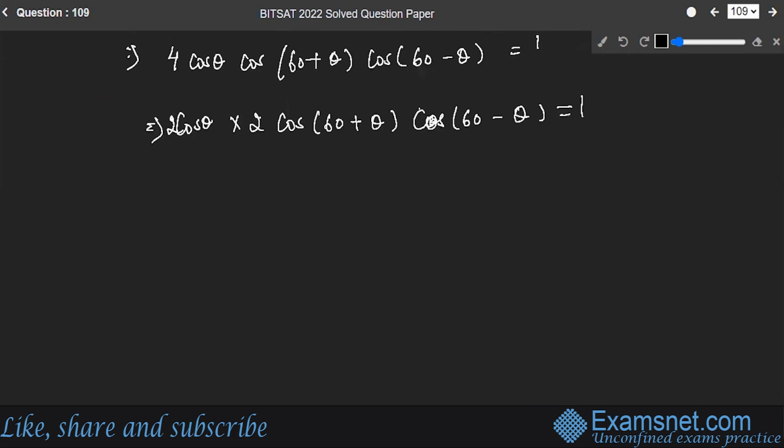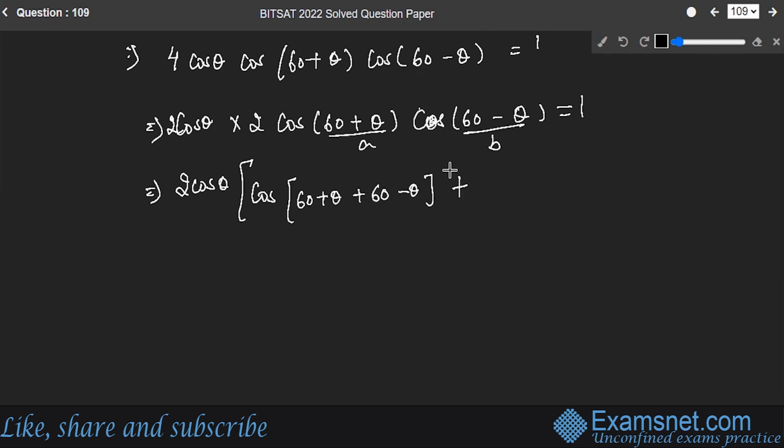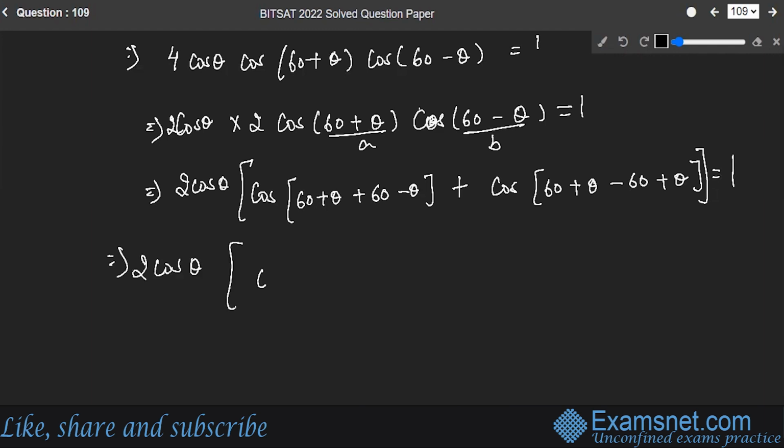So this is equal to 2 cos theta. Using 2 cos A cos B, this will be equal to cos (A plus B) plus cos (A minus B). So you have 2 cos theta, and this is equal to cos 120 because theta will cancel here, 60 will cancel, plus cos 2 theta is equal to 1, right?